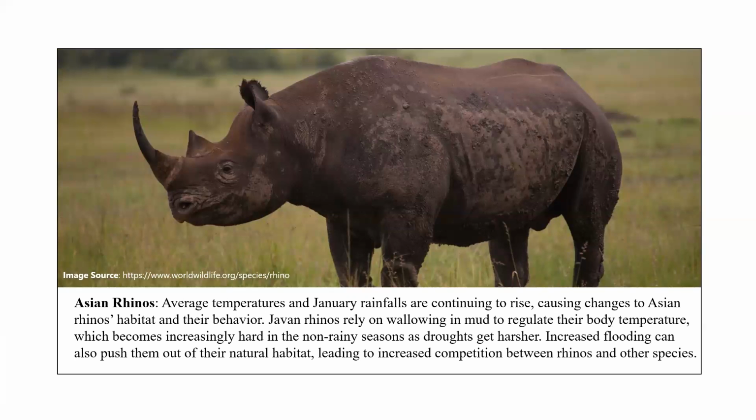Okay, so we also have the Asian rhinos. Average temperature and January rainfall continue to rise, causing changes to the Asian rhinos' habitat and their behavior. These Javan rhinos rely on wallowing in the mud to regulate their body temperature. If there is no rainy season and the drought is very harsh, they don't have mud to wallow in. So the tendency is that they will still die.